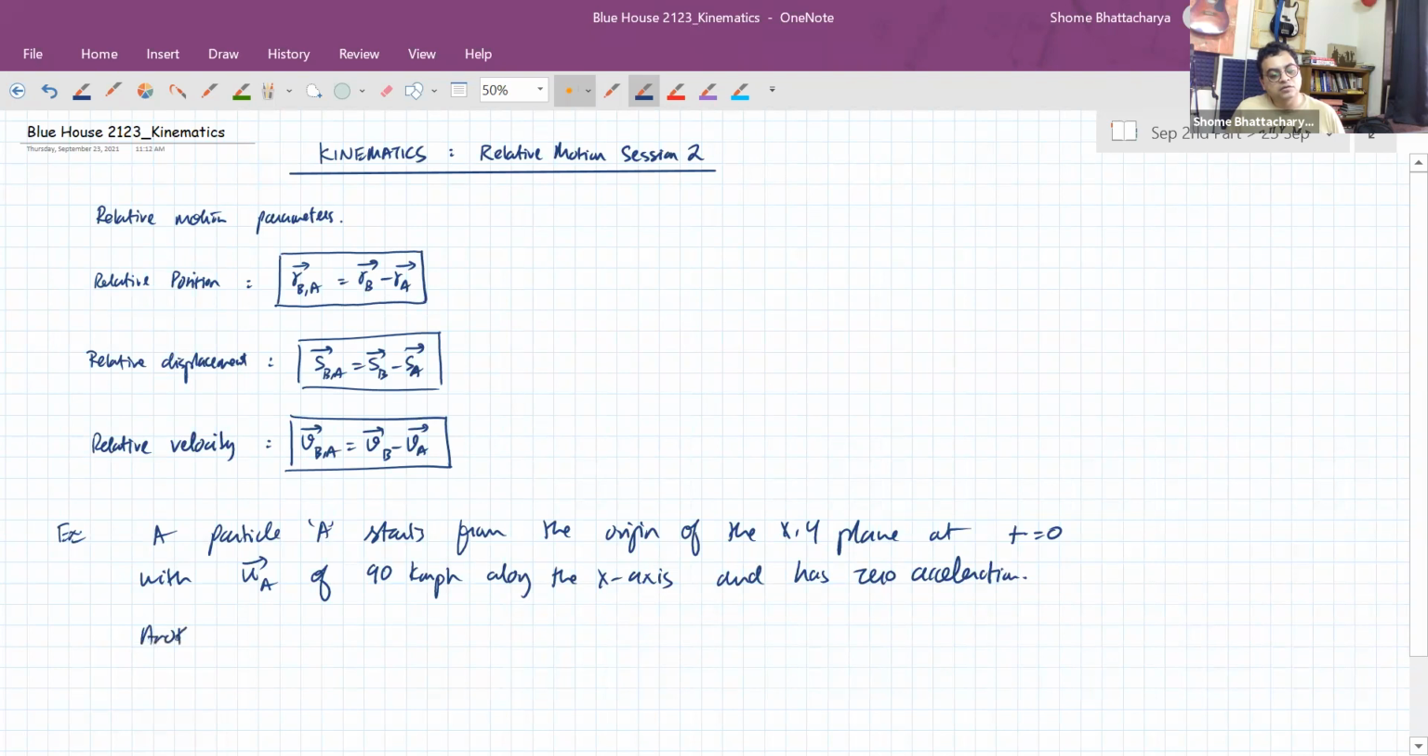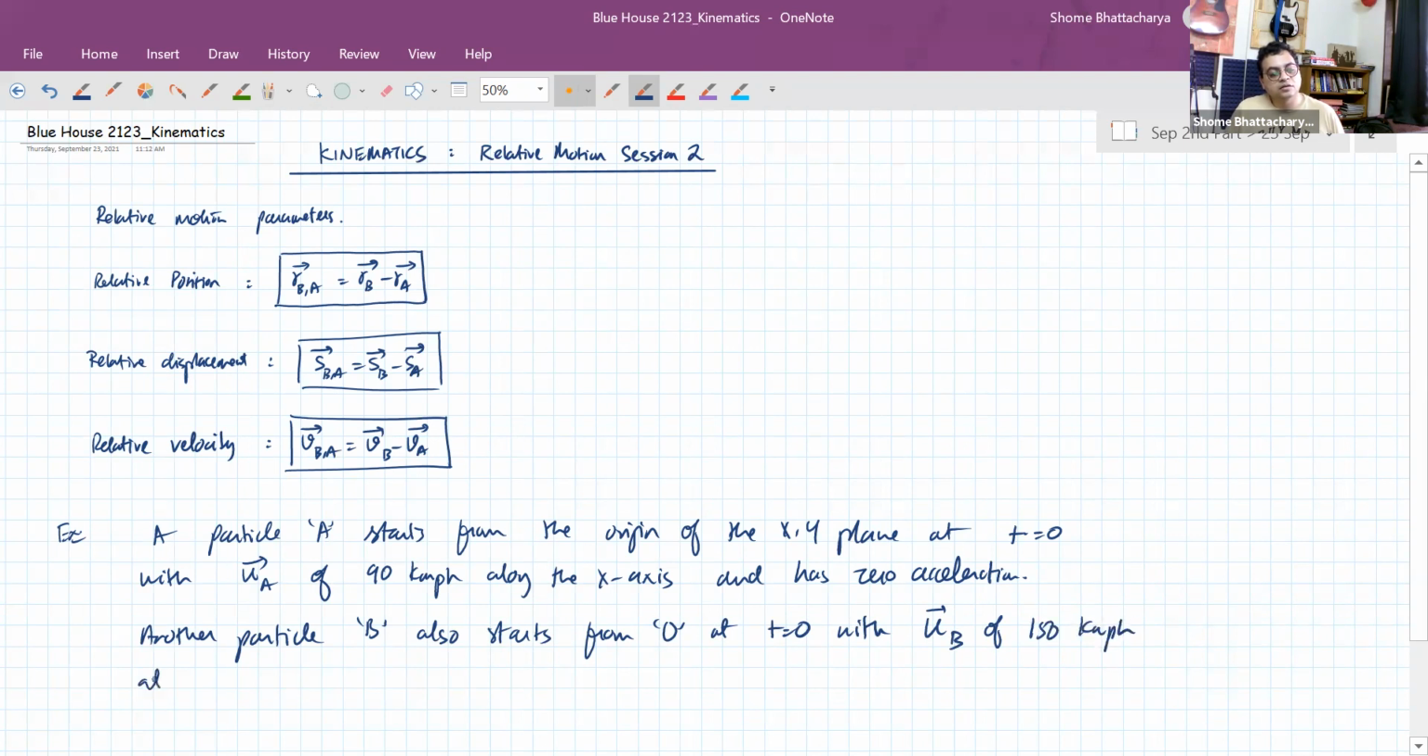Now another particle B also starts from the origin at t equal to 0. Now this time it has an initial velocity of magnitude 150 kilometers per hour, but at 53 degrees with respect to the x-axis. Also with zero acceleration.